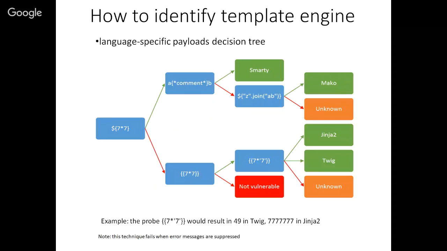So on the basis of these decision-making payloads, we can identify which template has been used. And one more thing: this decision tree works on the basis of errors, so if these errors are suppressed, we won't be able to identify which template engine has been used.